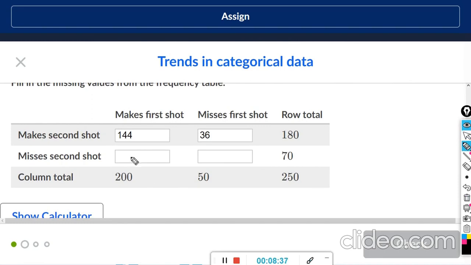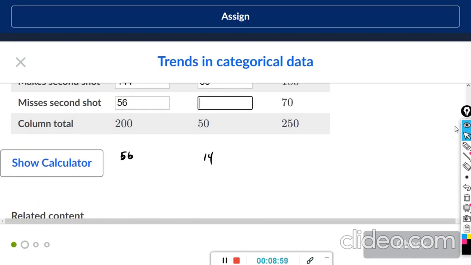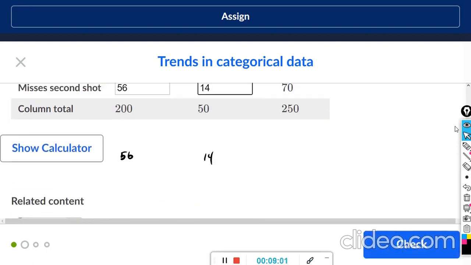Okay, so this one here would have to be 200 minus 144. That's going to be a 56. Okay, just to make sure, 144 plus 56 is 200. And this one here has to be 50 minus 36, which is 14. Okay, 36 plus 14 is 50. So here we have 56, and here we have 14.